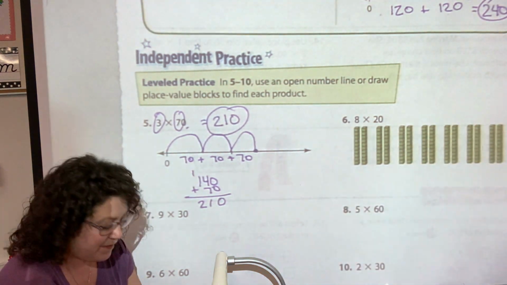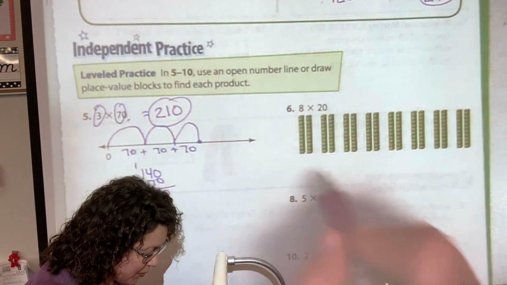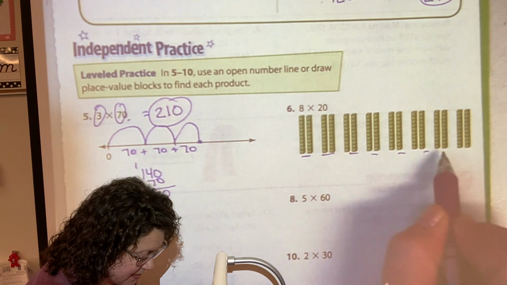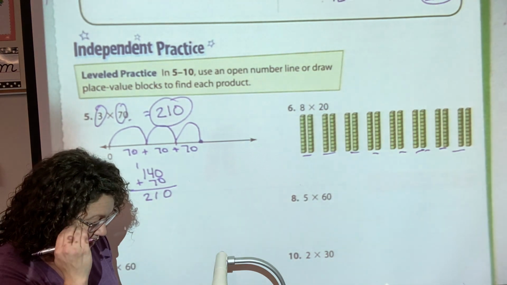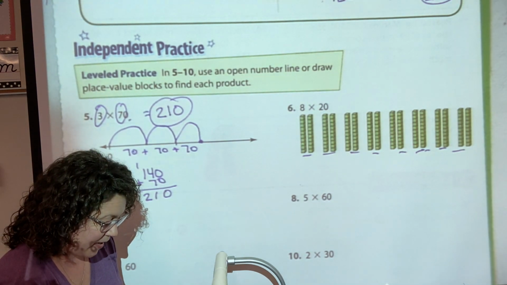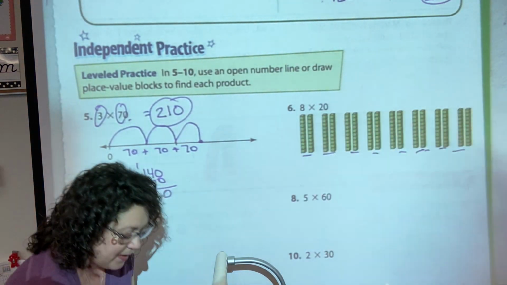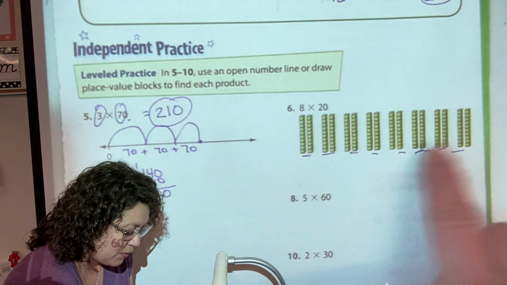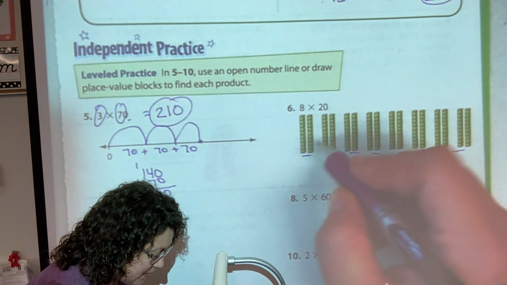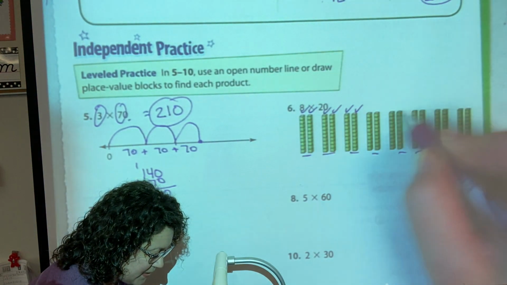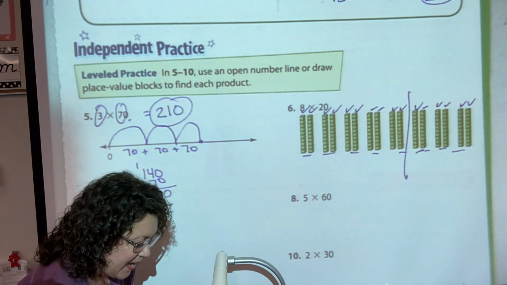All right? Then we have the place value blocks. 8 times 20, 8 groups. 1, 2, 3, 4, 5, 6, 7, 8. Yep. And there's 2 10 sticks in each group, so that's 20. Okay? So then you can count your 10 sticks. You can separate them, you can count them by 2s if you want. 2, 4, 6, 8, 10, 12, 14, 16, and then add your 0. Okay? There's lots of different ways. 10, 20, 30, 40, 50, 60, 70, 80, 90, 100. 1, 10, 20, 30, 40, 50, 60. I had 160.